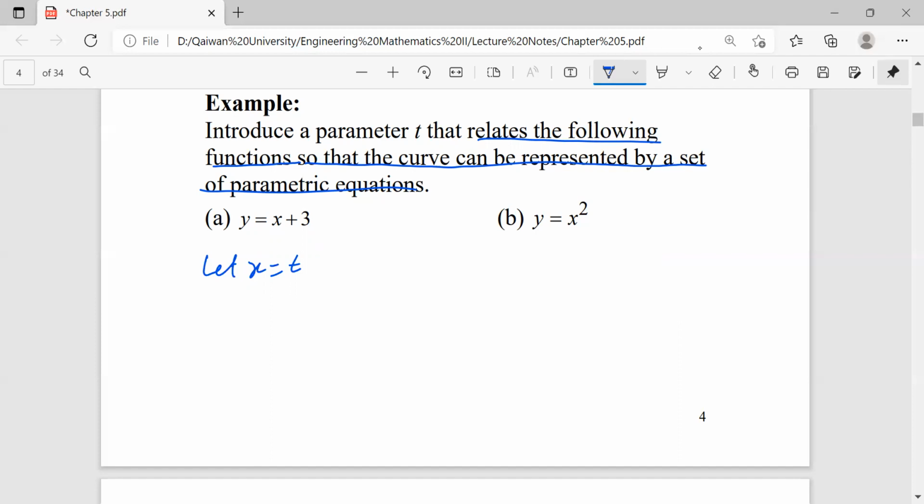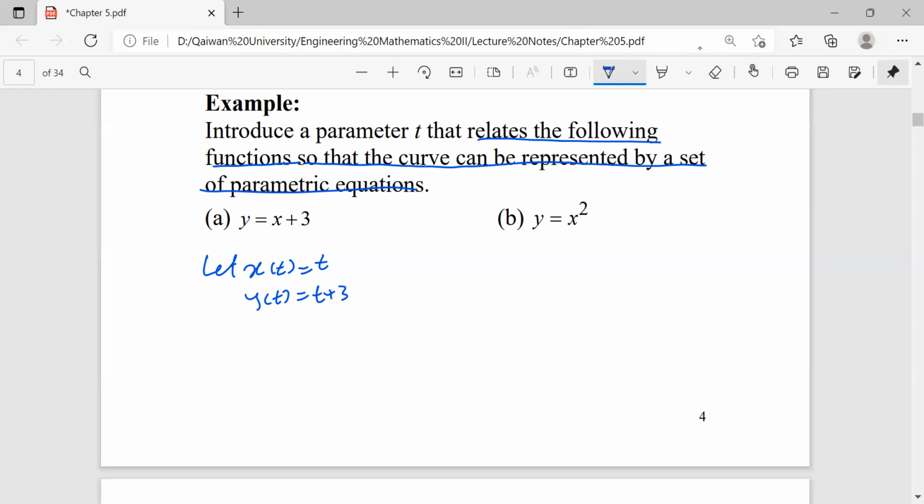Here we let x be t. How about y? So x of t equals t. How about y of t? We replace x here. x is t, so we get y of t equals t plus 3. Y of t is t plus 3. This is the set of parametric equations.